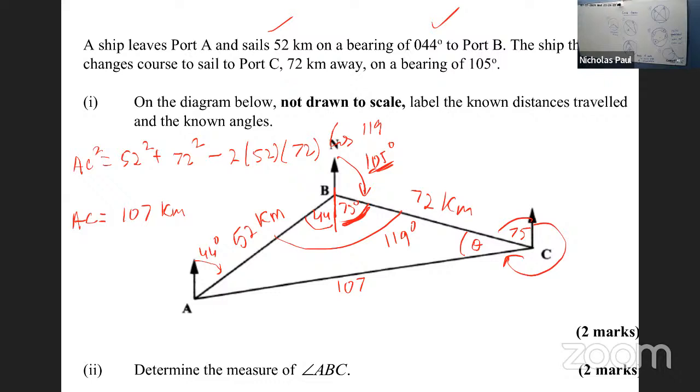Sine rule. So 107 over sine 119 is equal to 52 over sine theta. Go ahead, solve theta and tell me how much you get. Cross multiply, solve theta, and then tell me what you get for the bearing.